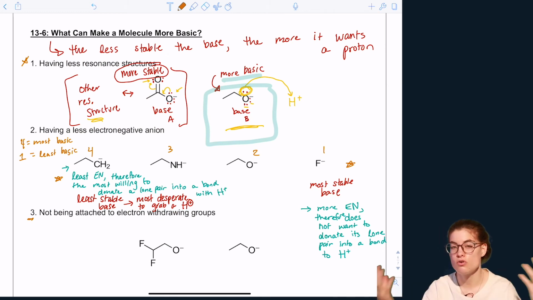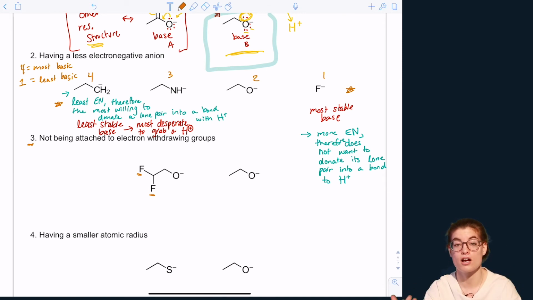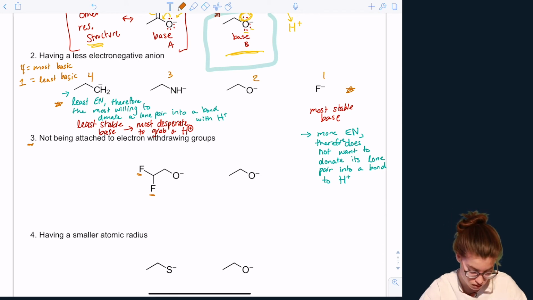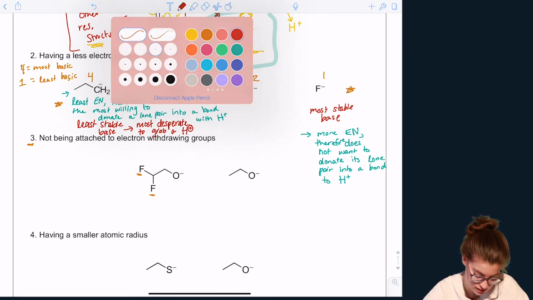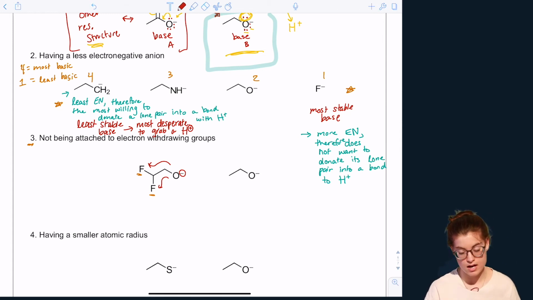Resonance is just the delocalization of electrons through pi bonds, right? Inductive effects, which happen when you have atoms that are very electronegative and cause a strong dipole through sigma bonds, also delocalize electrons, not to as much of an extent as resonance, but still significantly enough for us to make comparisons. So again, for the same reason, these fluorines are delocalizing this negative charge away from the oxygen.